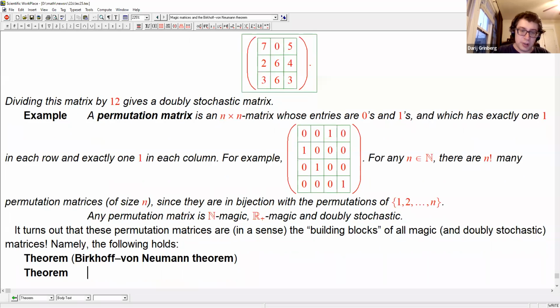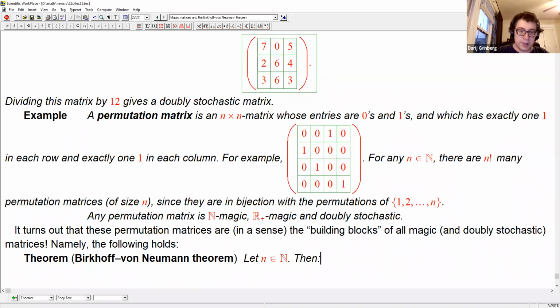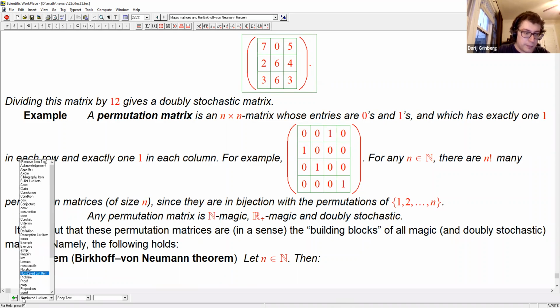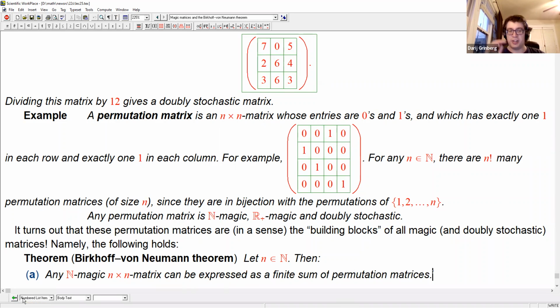So again, let n be a non-negative integer, and I will state it for all three kinds of matrices. First of all, any n magic n by n matrix is a finite sum, or can be expressed as a finite sum of permutation matrices. And once again, the converse is obvious because every permutation matrix is magic, and if you sum a bunch of magic matrices, you get a magic matrix again because all the row sums get added, all the column sums get added.